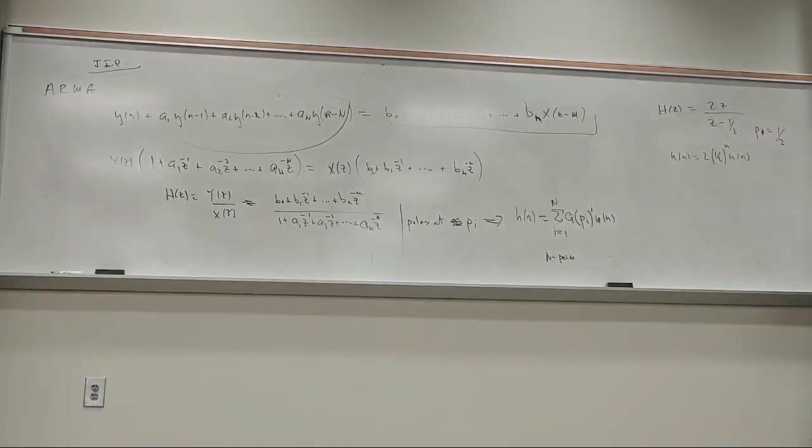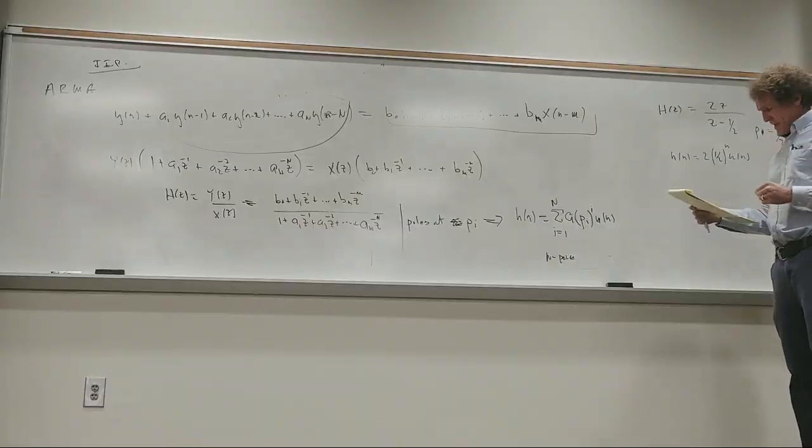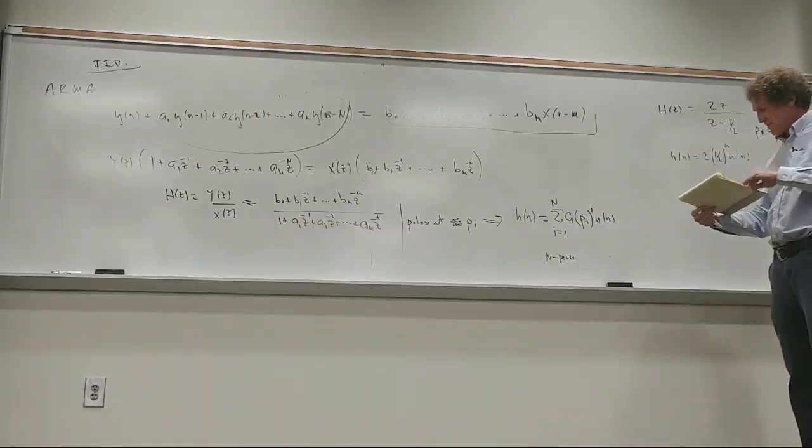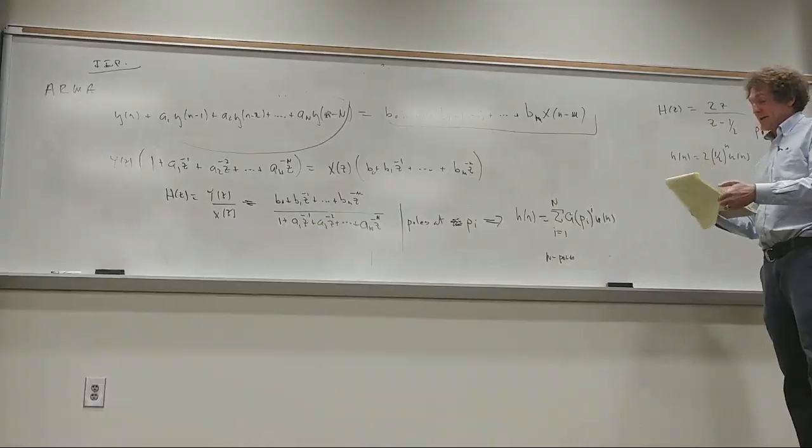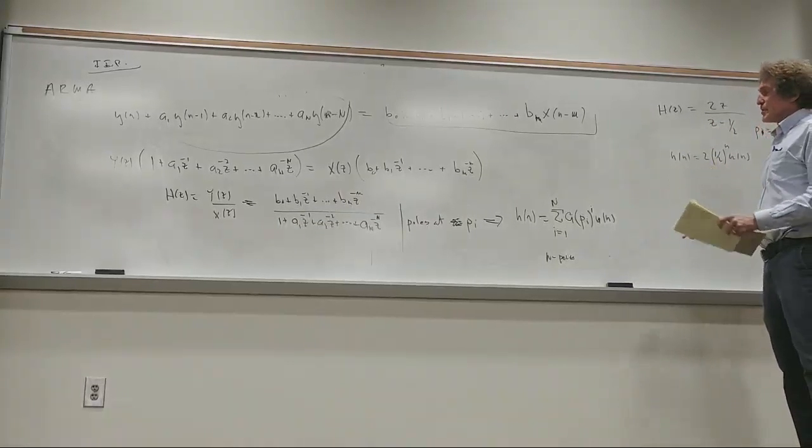0 over minus 1/2 is still 0. Agreed? Just so you know, in the discussion in the book, he may mention that. All right. So, getting back to this, it's sort of IIR filters.